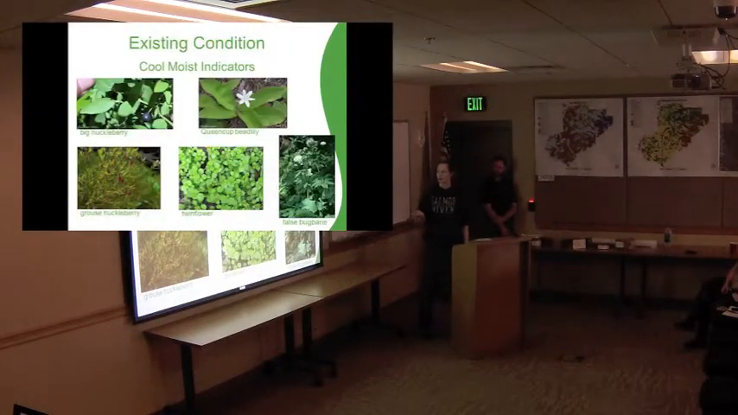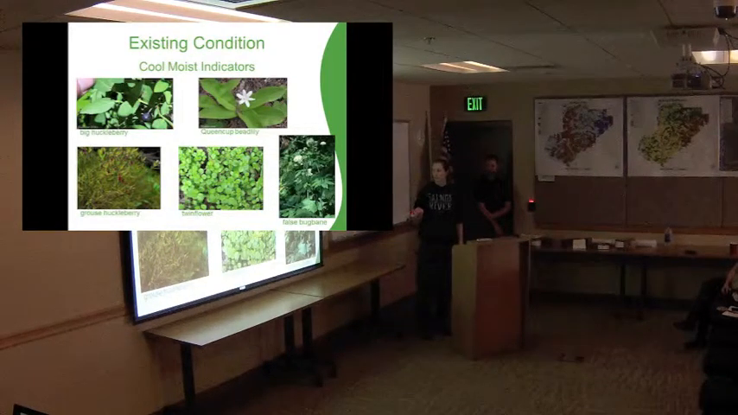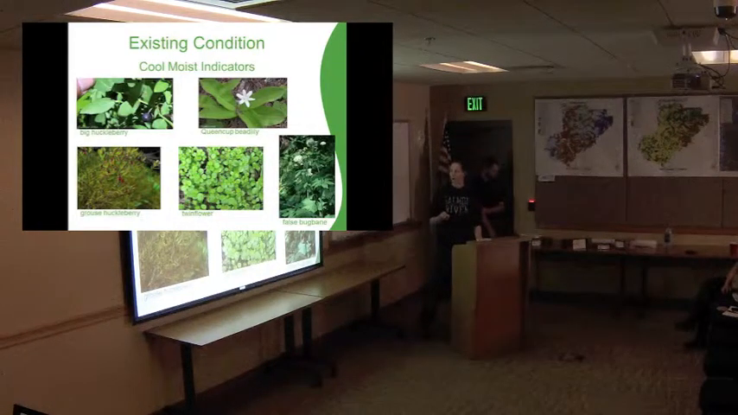And here are basically the key understory species that we're looking at to define a cool, moist environment: big huckleberry, queen cup bead lily, grouse huckleberry, twin flower, and false bugbane. And most of you have probably seen these out in the forest before.